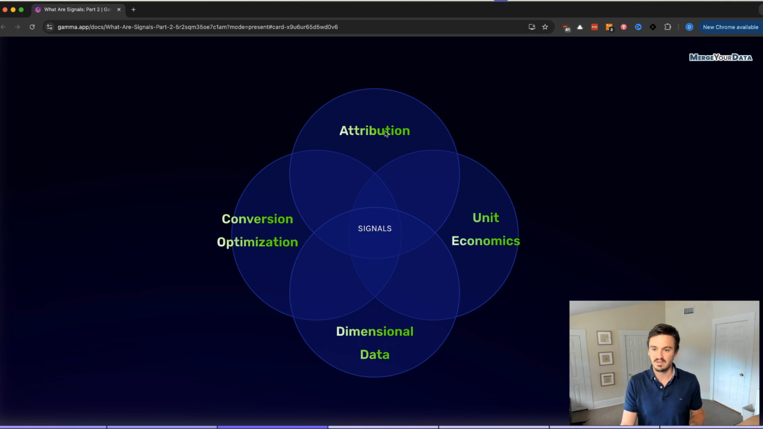And so we've talked a lot about attribution. It's a hot topic. People think it's the silver bullet. It's not, but it is a significant part of signals. As long as you know the weaknesses and know the strengths of it, then you can use it as part of the signal strategy overall.